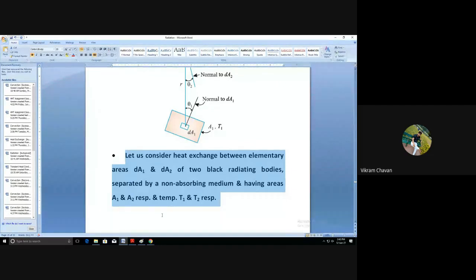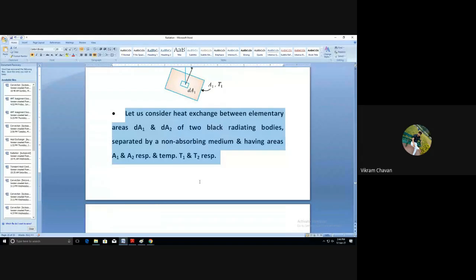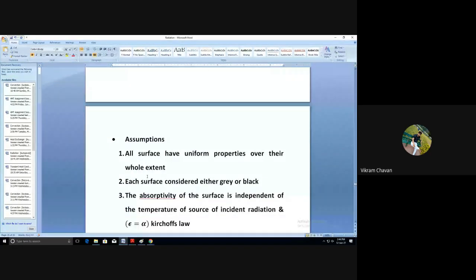separated by a non-absorbing medium, and having areas A1 and A2 respectively, and temperatures T1 and T2 respectively. Full stop.